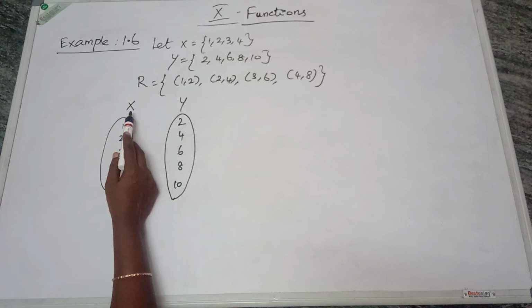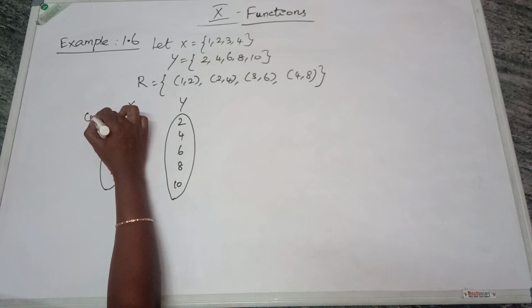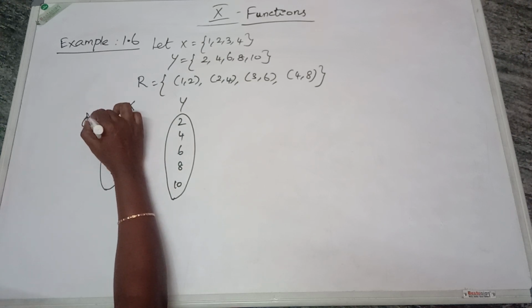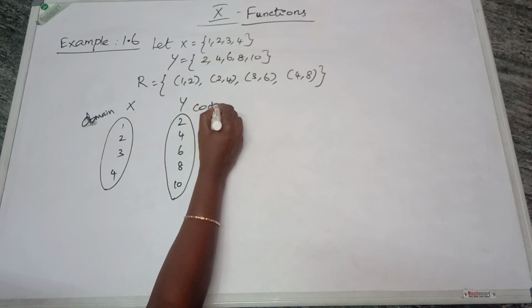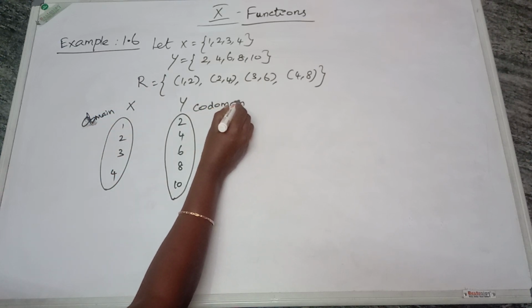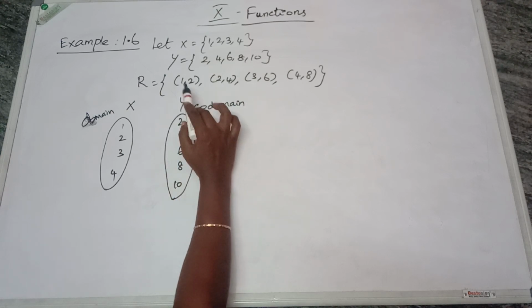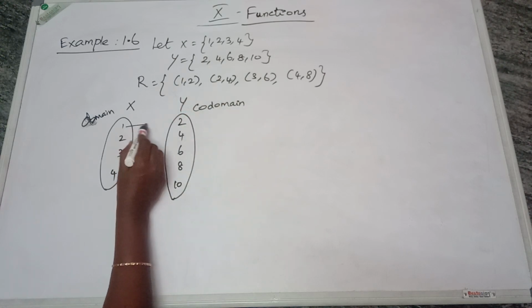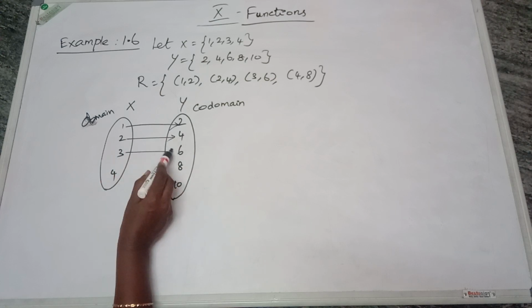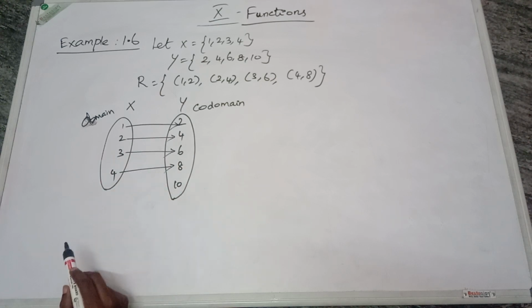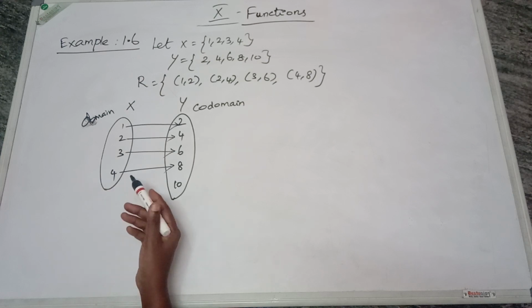So here the first set X, we can call this first set the domain. This is the domain, and the second set Y is called the codomain. Then here the relation is given: 1 is related to 2, 2 is related to 4, 3 is related to 6, and 4 is related to 8. So using an arrow diagram we have to draw like this.